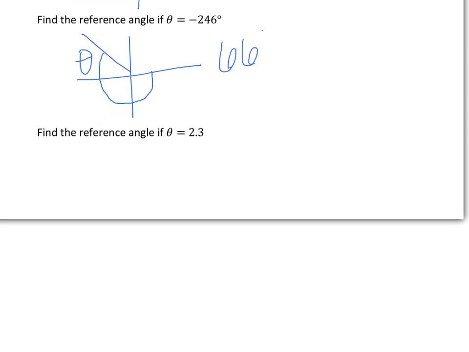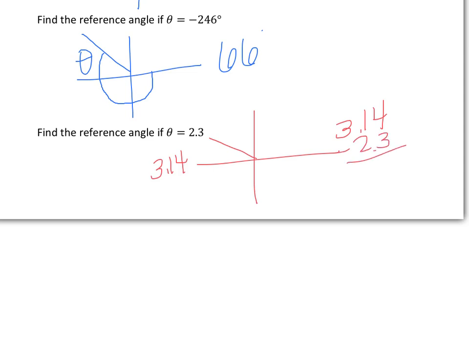And then the reference angle, if theta is 2.3, again, here's 3.14, so somewhere in here. So the 3.14 minus the 2.3 comes out to be 0.84.